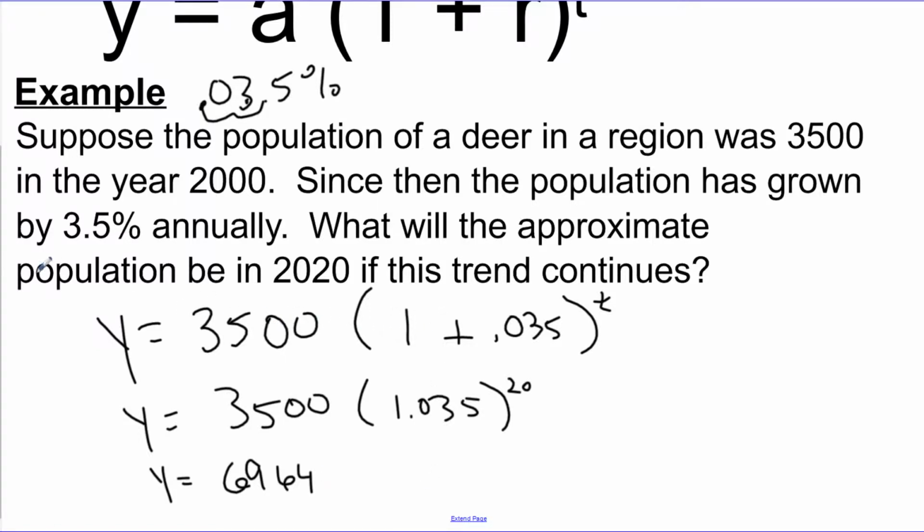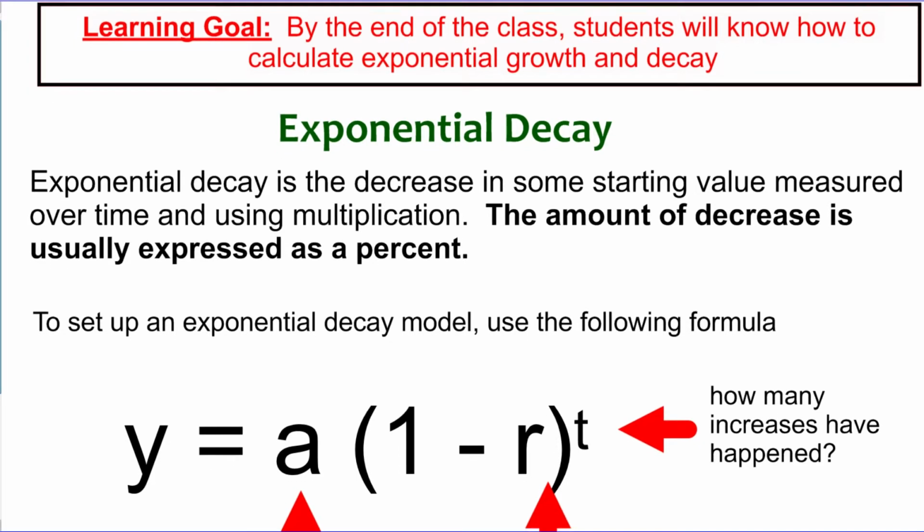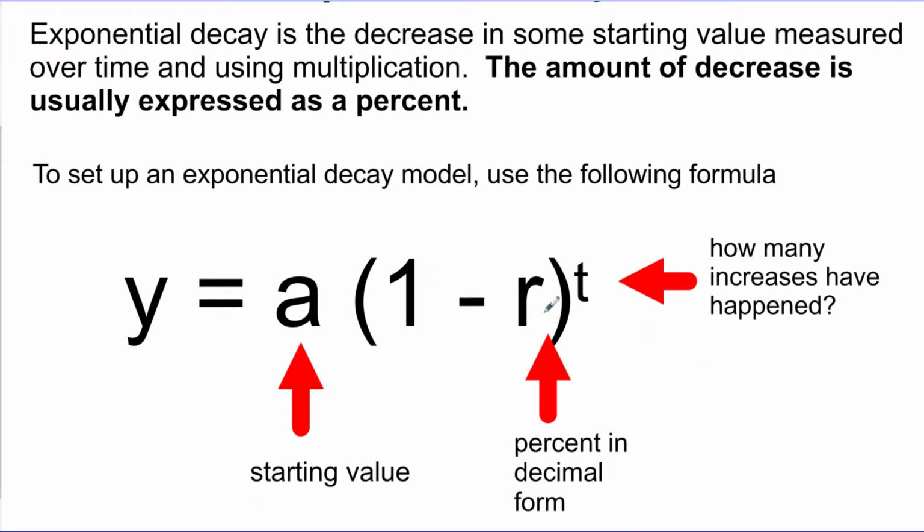So exponential decay is the same thing, except instead of the population or the change increasing, it's just decreasing. And so the only change that we have to make to our general formula is that instead of adding the rate onto 1, we're subtracting the rate from 1, because we're going to go down from 1, not up from 1. So you've noticed this is the exact same formula that I gave you for growth, except now we're doing minus r instead of plus r.